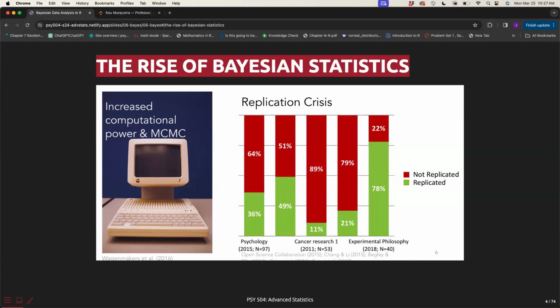The second reason has to do with the replication crisis. Hopefully all of us know that science, and psychology in particular, is in a crisis of confidence. Things that we thought were true have turned out to not be the case. One reason that's been cited for this replication crisis is p-values and null hypothesis significance testing. There's been a misapplication, misuse, and misinterpretation of p-values and null hypothesis significance testing, so frequentist statistics in general.